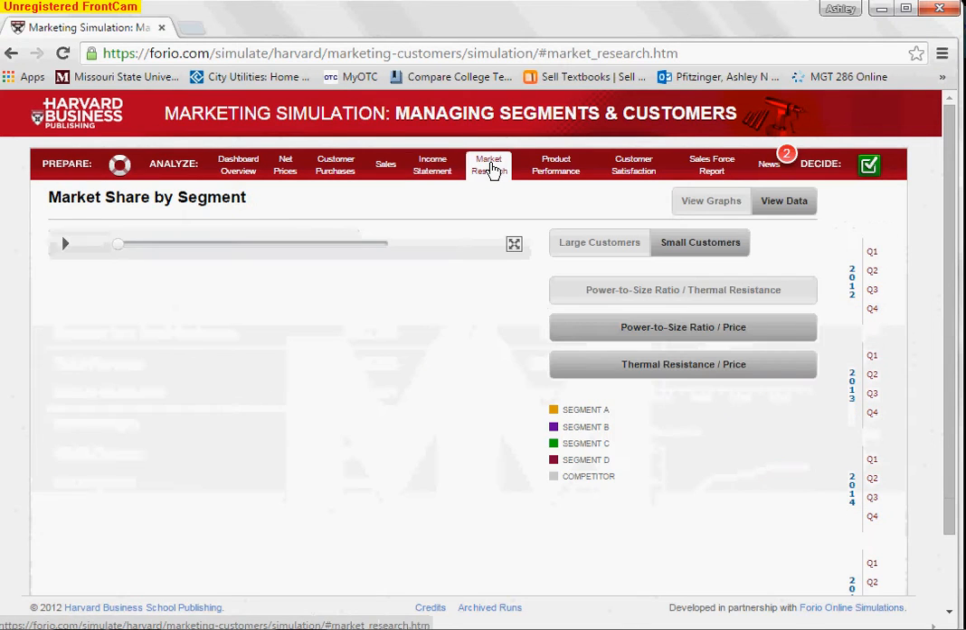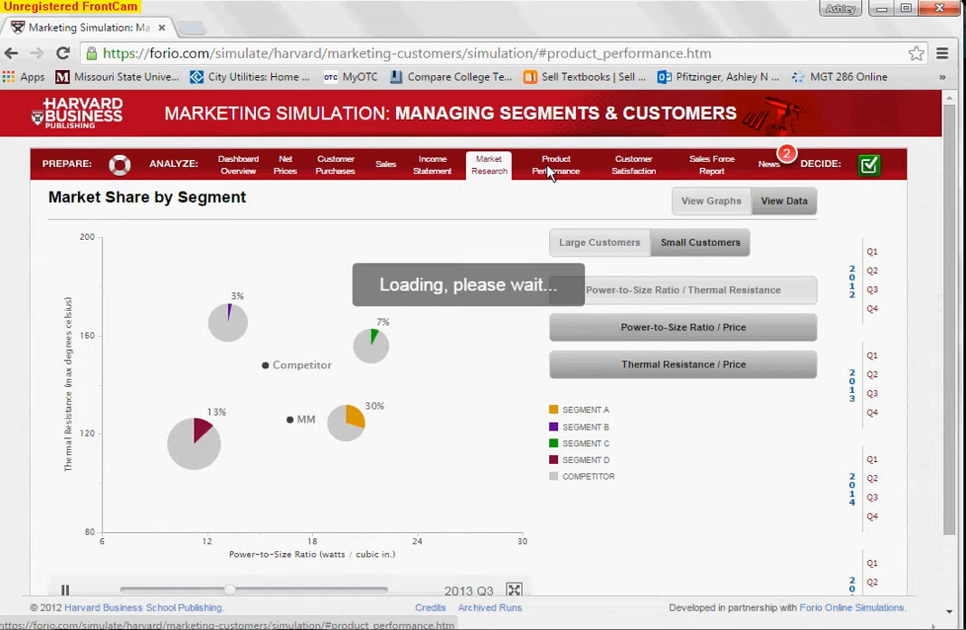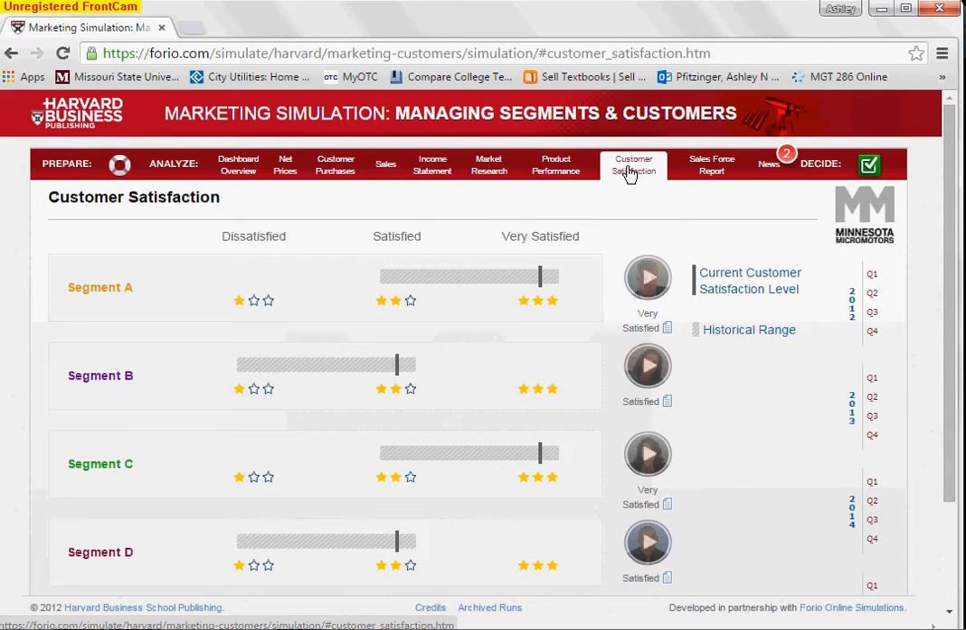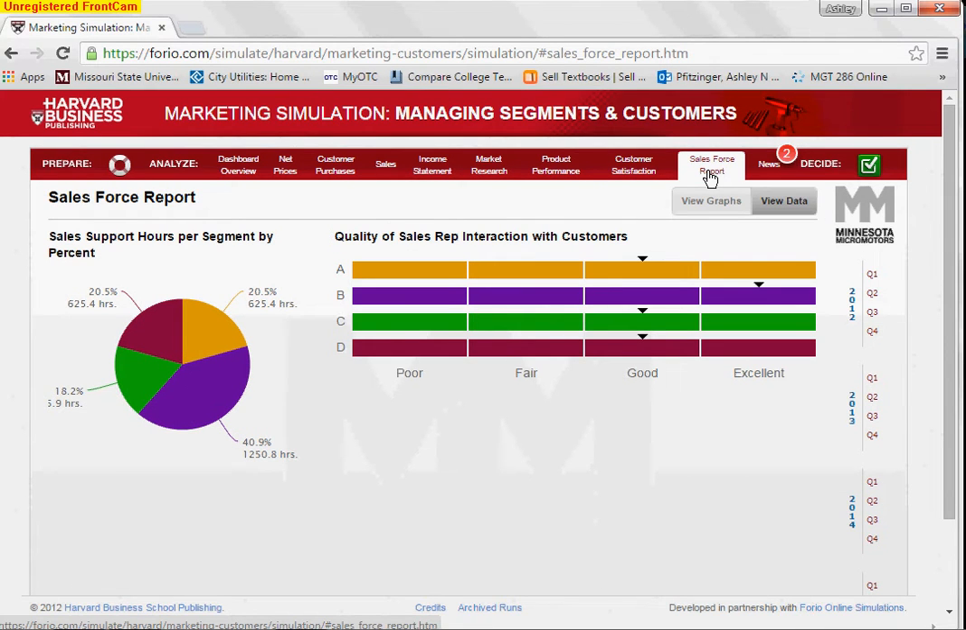Market Research shows how we compare to the competitors with research. The Product Performance tab shows the performance of our product compared to the competitor product. The Customer Satisfaction tab allows us to listen to reviews from each customer segment and what they hope to get from our product. Finally, the Salesforce report shows how much time our sales force spends with each segment.